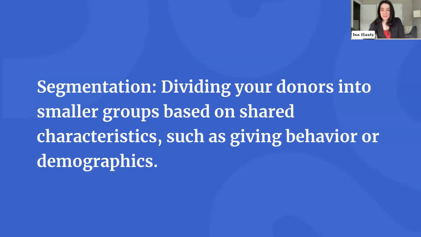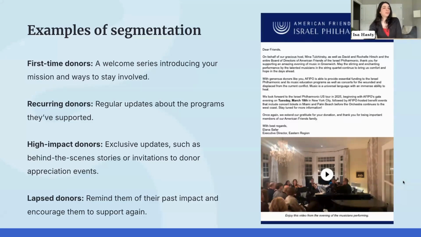So let's talk about some easy ways that you can get started with segmenting your donors and also some tools that help. Some examples of segmentation we have here. First-time donors: a welcome series introducing them to your mission and other ways to stay involved. You might want to segment out your recurring donors and send them regular updates about the programs that they've supported in the past or that they're interested in.